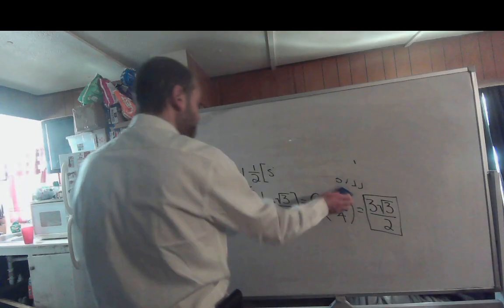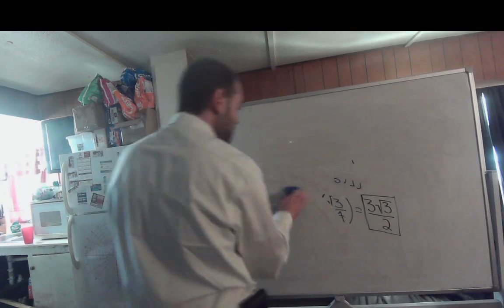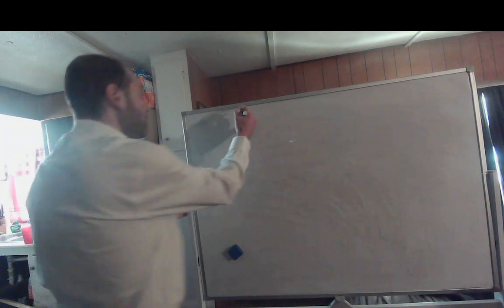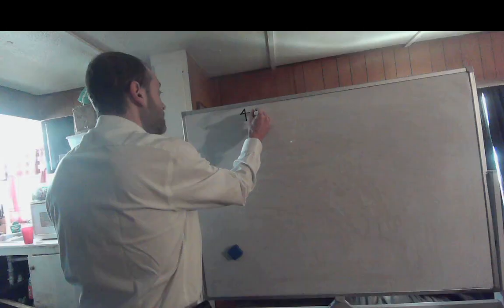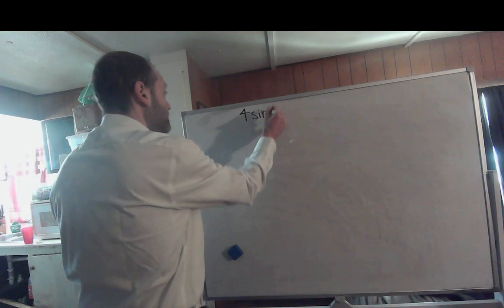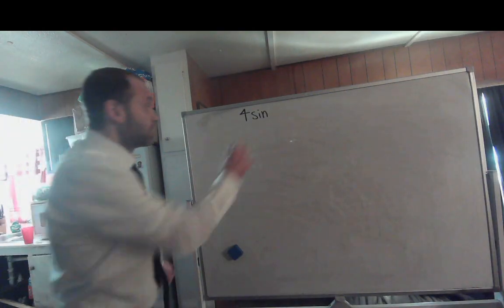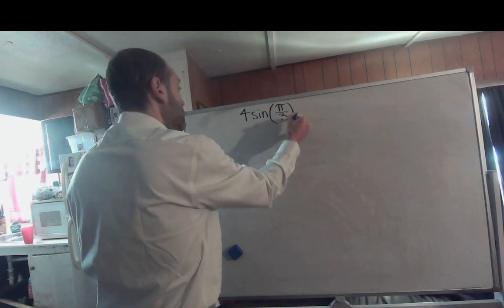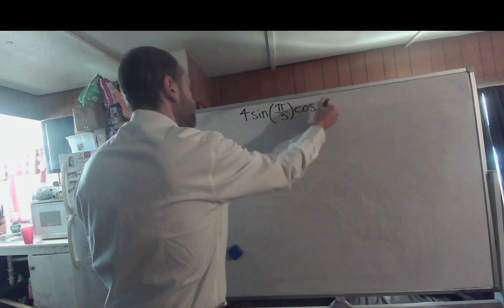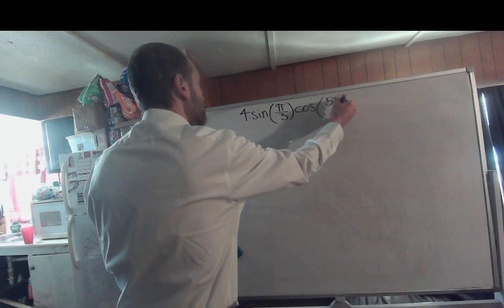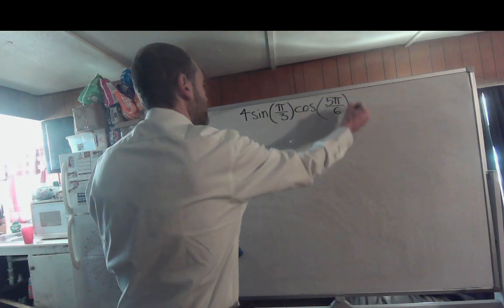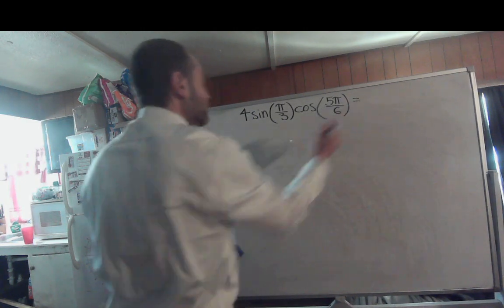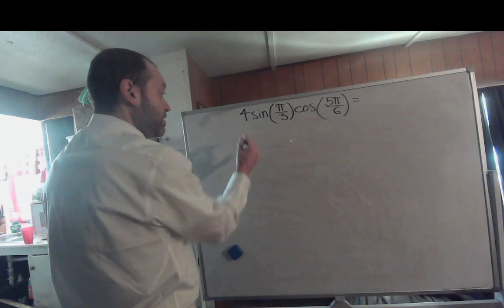Now, what if we did 4 times the sine of pi over 3 times the cosine of 5 pi over 6? So we got 2 different angles completely. Well, let's apply our sine and cosine formula.